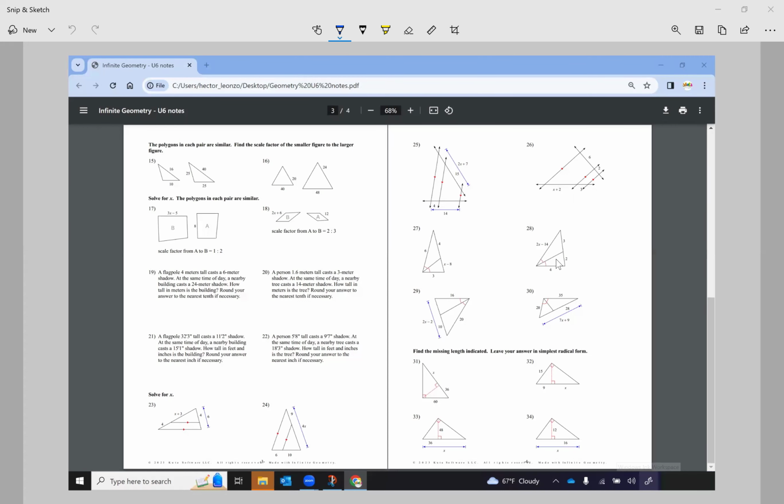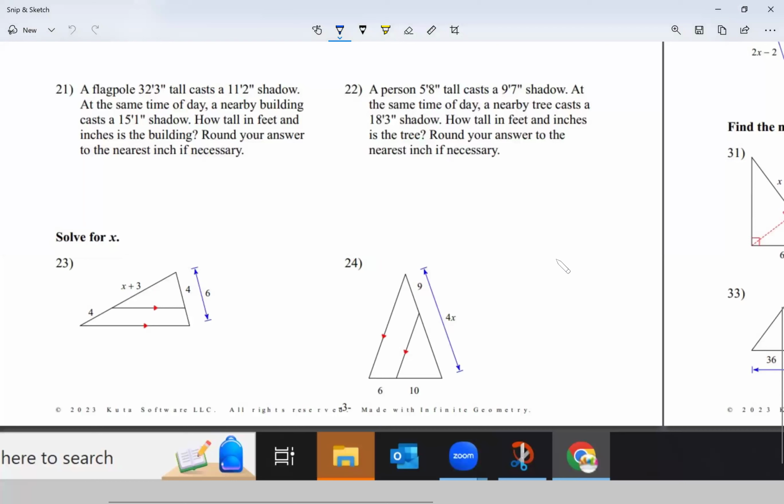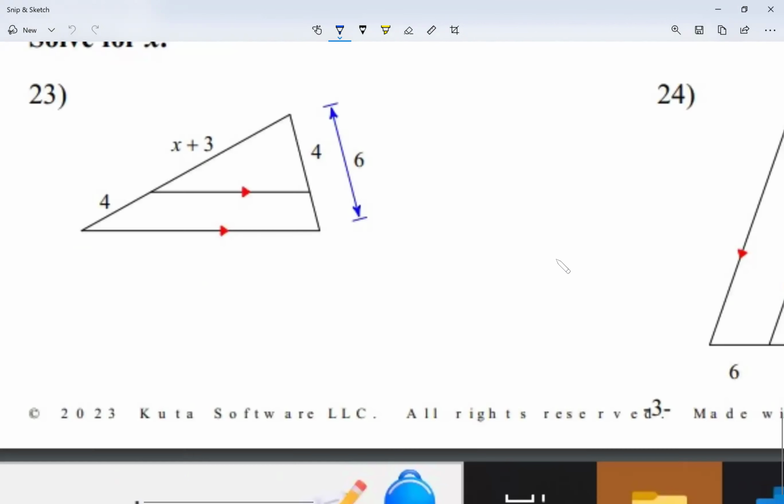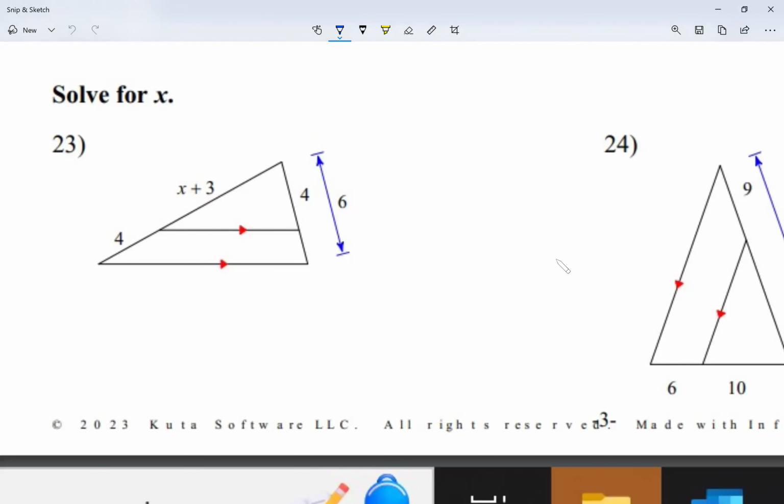Okay, so we're still looking at the idea of similarity, but today I'm going to be working questions 23 through 26. All right, similarity in parallel lines. Okay, so let's take a look at number 23. Sometimes triangles, you guys see how two lines are parallel, but it's with some triangles in there.